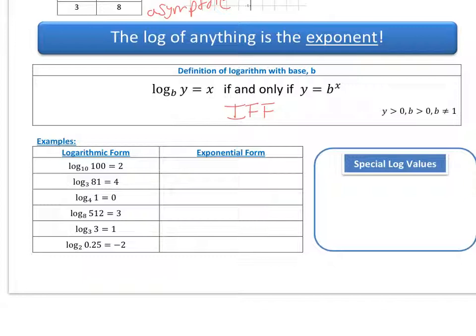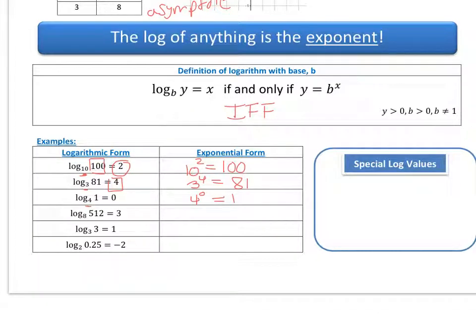So we've got a base here of 10, so I'm going to immediately write my base of 10, and the log of anything is the exponent. So here 2 is the exponent, and that equals the output, 100. So 10 squared does equal 100. All right, our base of 3, and the log of anything is the exponent. So 3 to the 4 equals 81. So this is the exponential form of the equation. Here, the base is 4. The log of anything is the exponent, so 4 to the 0. Any base to a power of 0 equals 1.